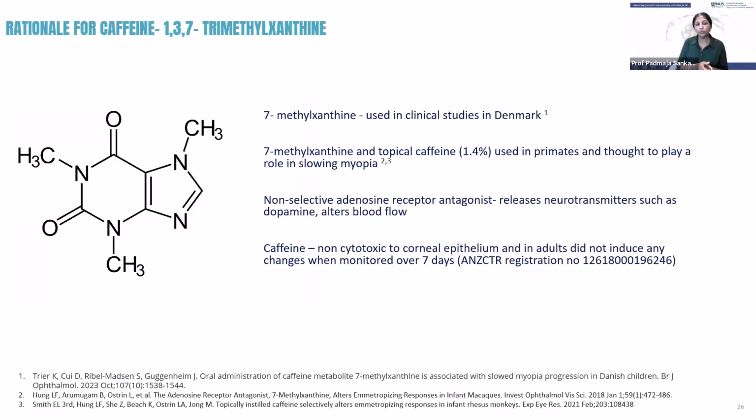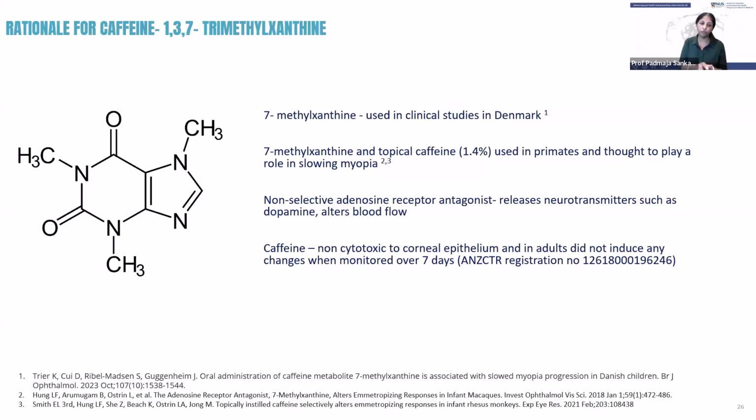Now, in this respect, we started to look at caffeine. 7-methylxanthine is a metabolite of caffeine, and it was used in clinical studies for myopia in Denmark. Children were given oral doses of 7-methylxanthine, and there was some evidence that seemed to indicate that 7-methylxanthine was effective in slowing myopia. In addition to the human clinical studies, 7-methylxanthine was also used as an oral dose in animal experiments in primate eyes, as well as caffeine.